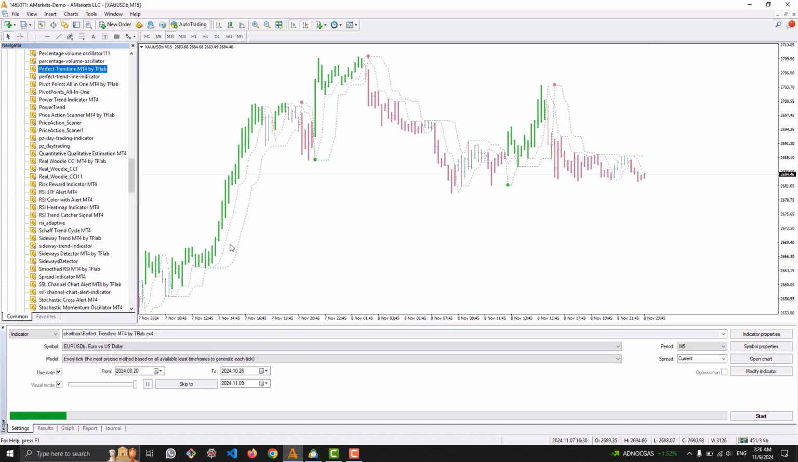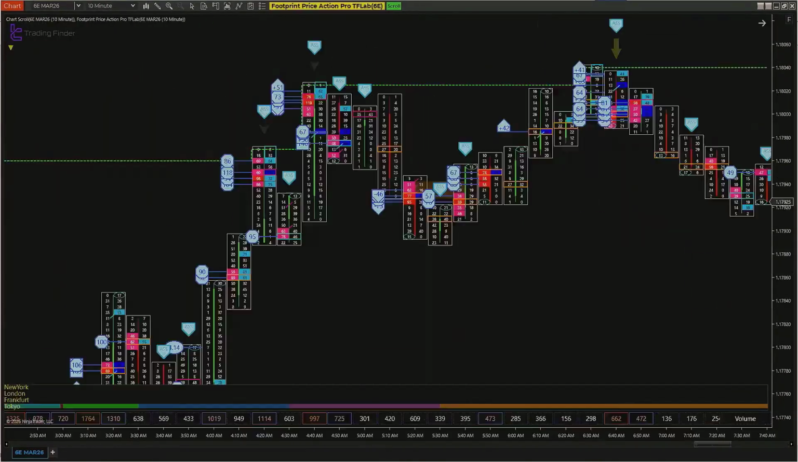This indicator consists of two lines that indicate a profitable trend when the red line is above the green line and marks the candles with green histograms, and when the red line is below the green line.